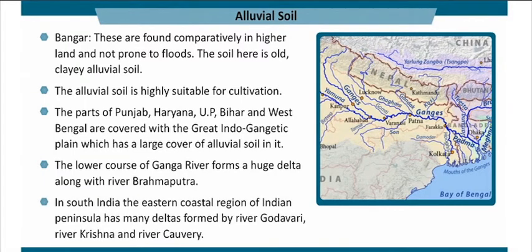In South India, the eastern coastal region of the Indian Peninsula has many deltas formed by the river Godavari, river Krishna, and river Kaveri.